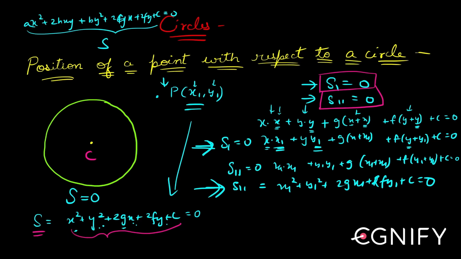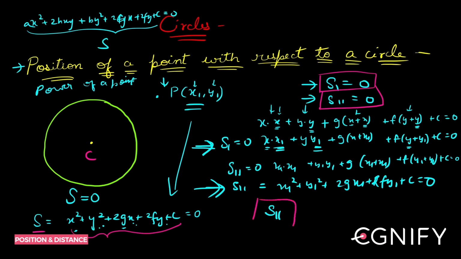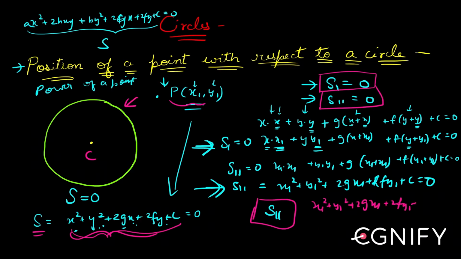So let's see where these expressions are useful. For finding the position of a point with respect to a circle, which is also called the power of a point, what we do is, we simply evaluate the value of S11, right? What do you mean by S11? You know it. You'll take this point, you'll put it in the equation of the circle, so basically, you will evaluate x1 square plus y1 square plus 2gx1 plus 2fy1 plus c.